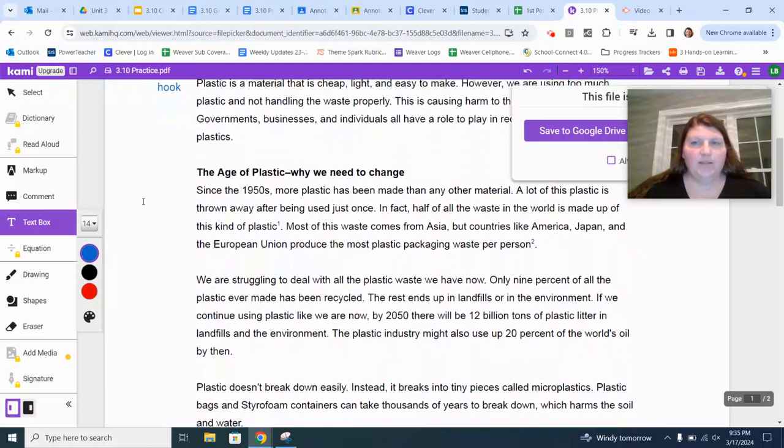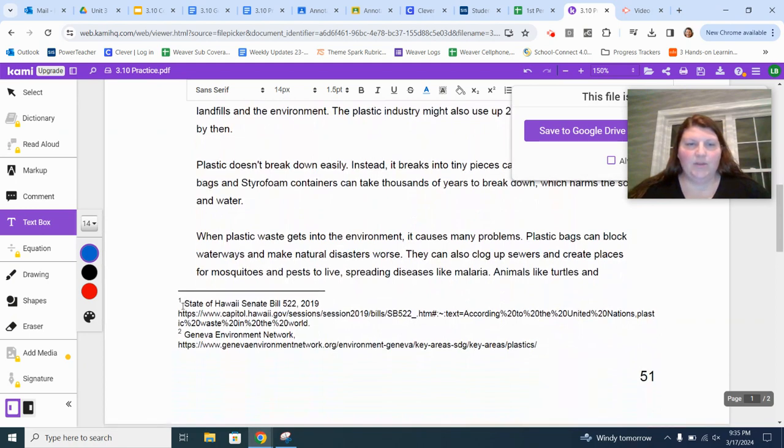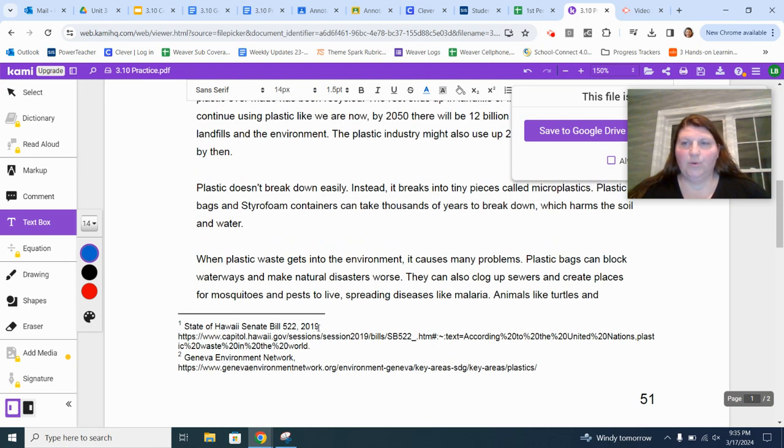Let's continue reading. This header is The Age of Plastic, Why We Need to Change. Since the 1950s, more plastic has been made than any other material. A lot of this plastic is thrown away after being used just once. In fact, half of all the waste in the world is made up of this kind of plastic. And we have a little number 1 here. This is called a footnote. So we're going to look at the bottom of the document, and this is telling us where this information comes from. So this is how the writers are citing their sources. This comes from the State of Hawaii Senate Bill 522 that was put into place in 2019.